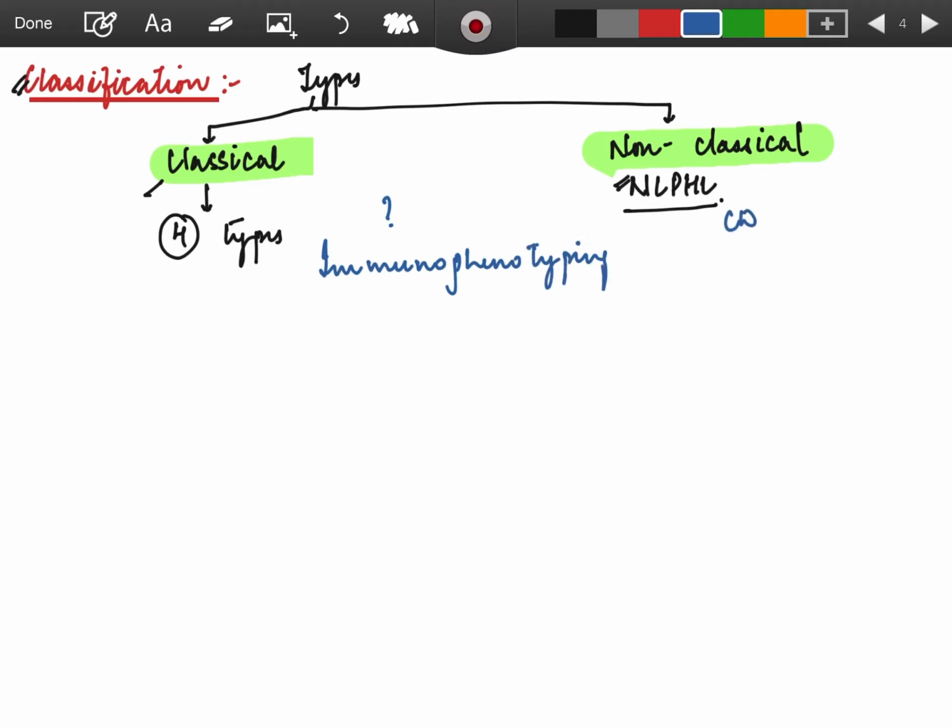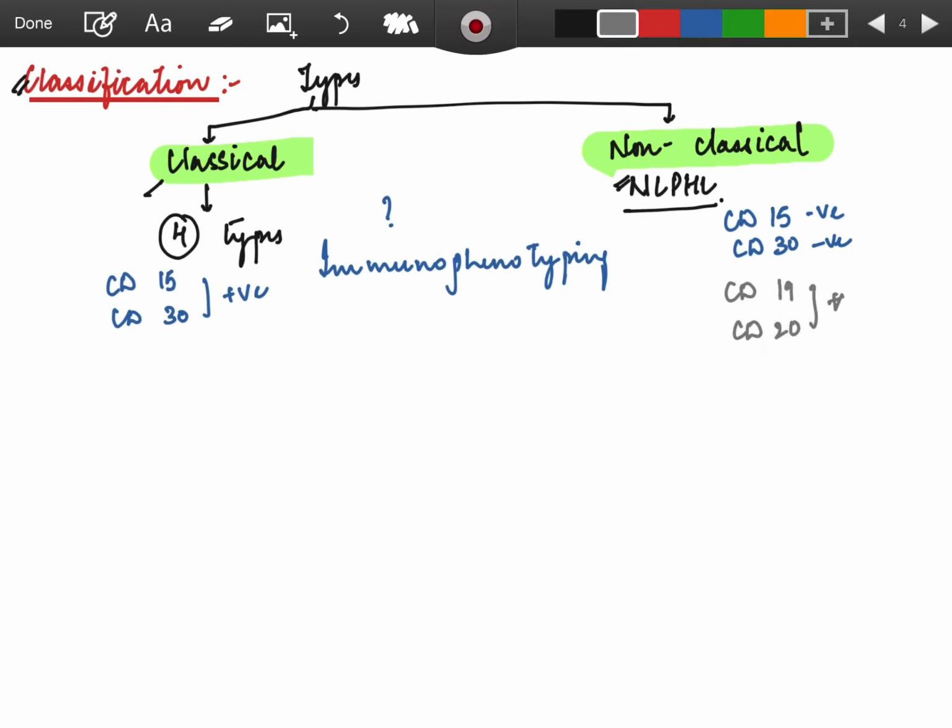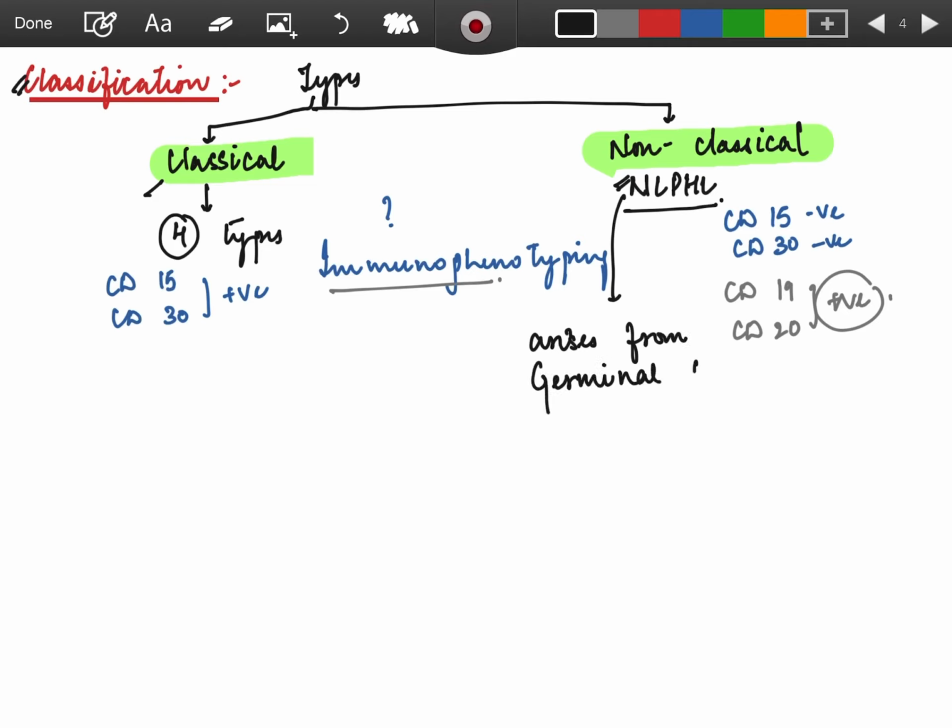So coming to the immunophenotyping, classical cells are CD15 and CD30 positive, and non-classical is CD15 and CD30 negative. But in the non-classical, what will be positive? CD19 and CD20. So this distinguishes between the classical and the non-classical, and this non-classical arises from the germinal center of lymph nodes.